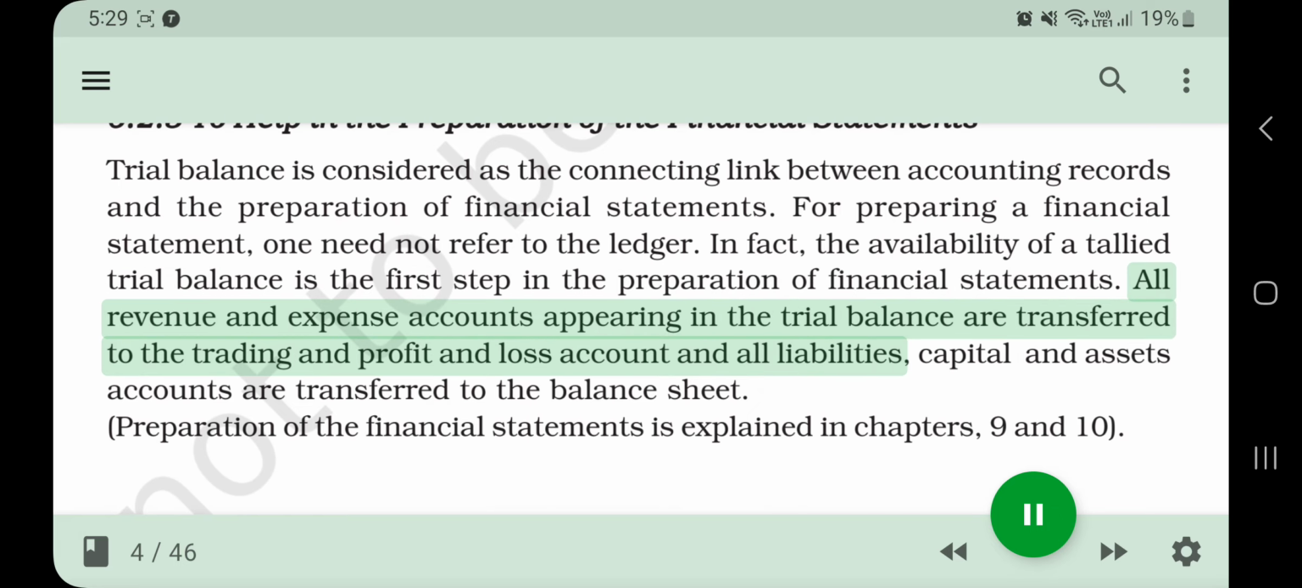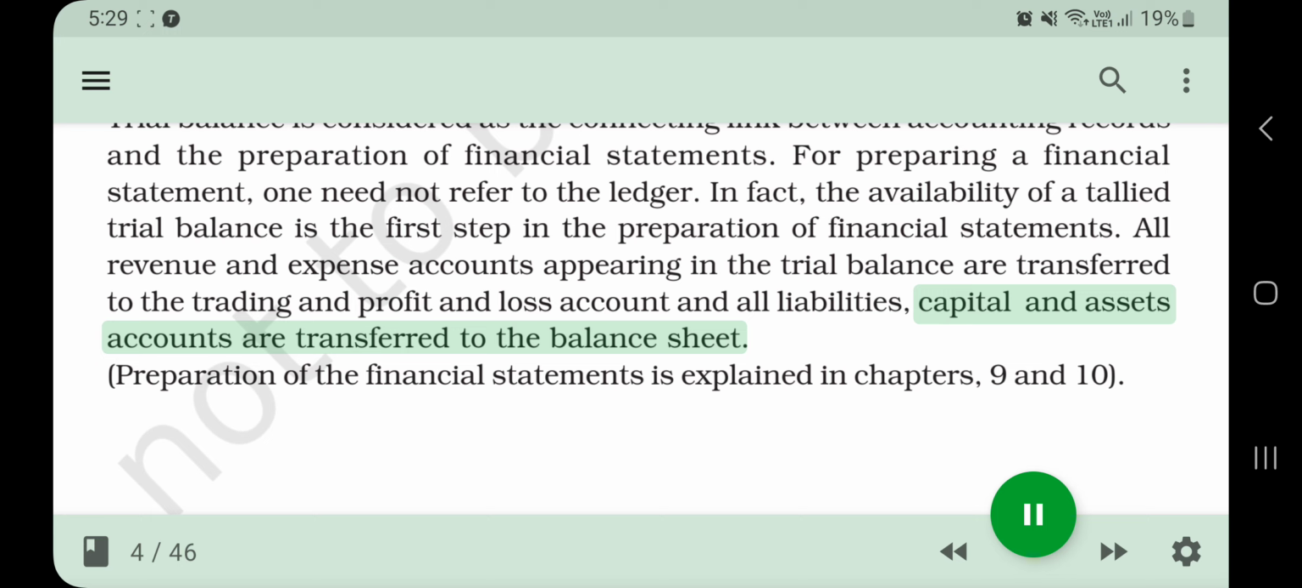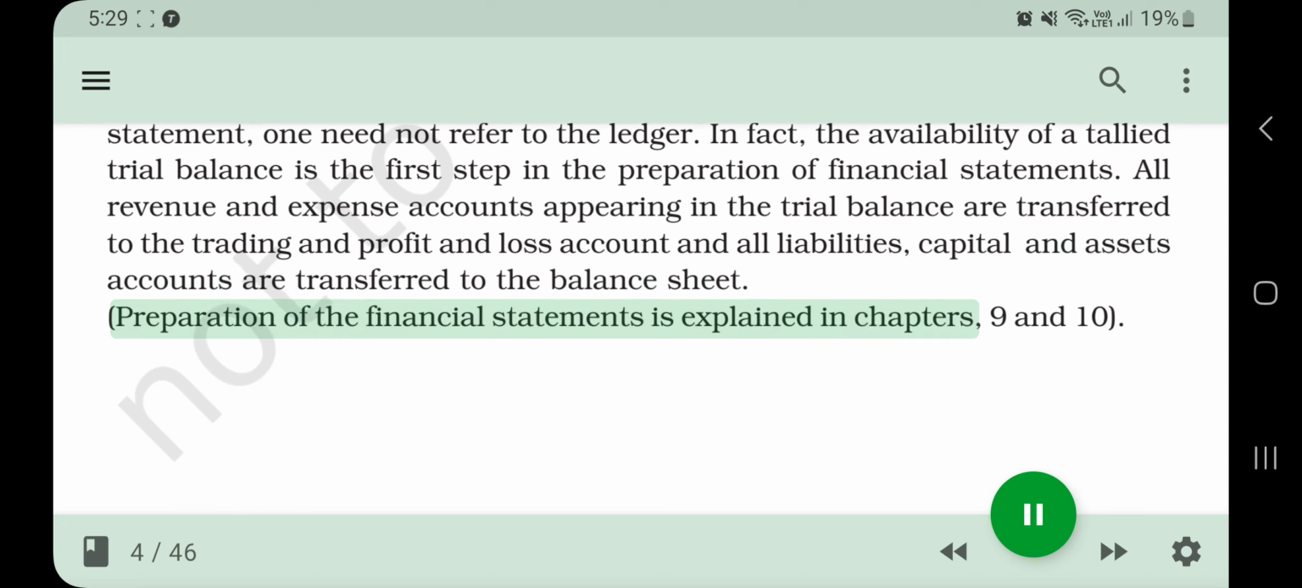All revenue and expense accounts appearing in the trial balance are transferred to the trading and profit and loss account, and all liabilities, capital and assets accounts are transferred to the balance sheet. Preparation of the financial statements is explained in chapters 9 and 10.